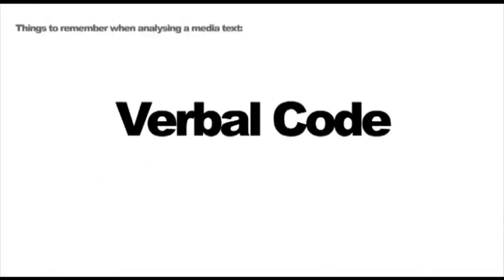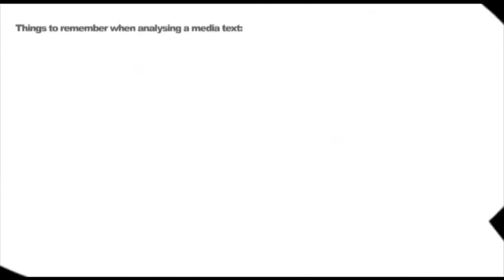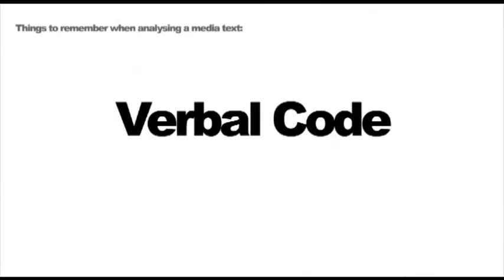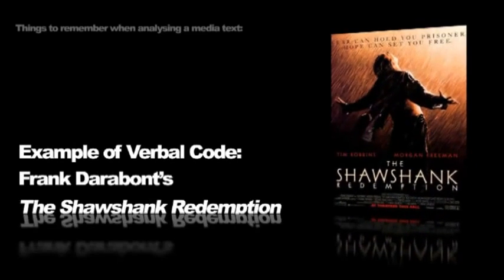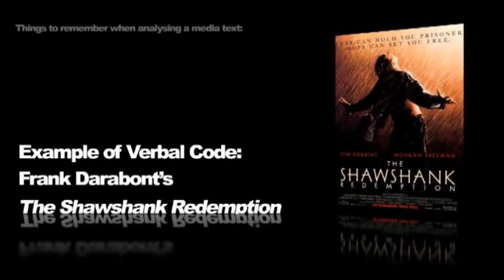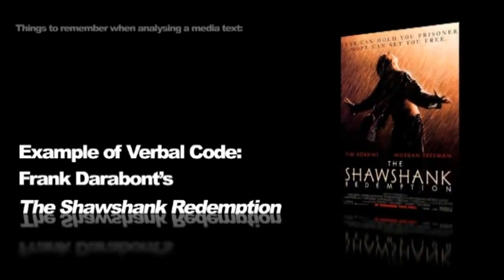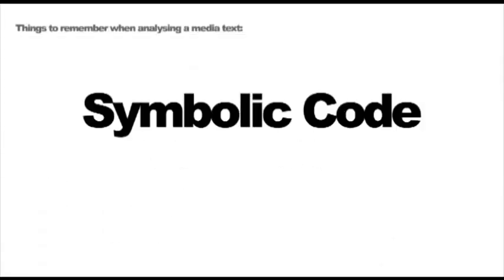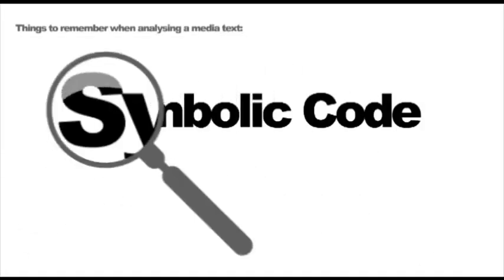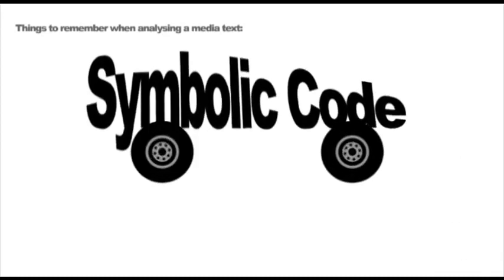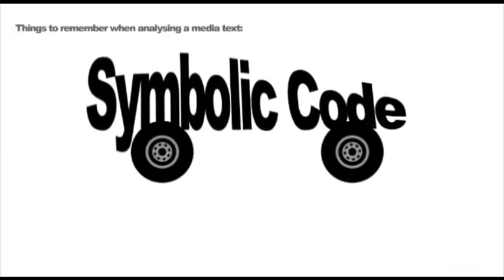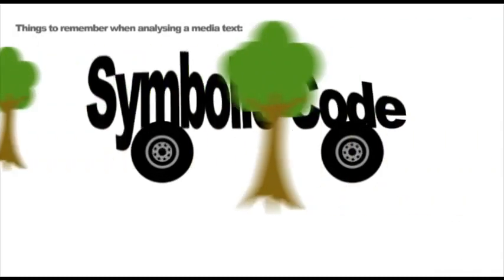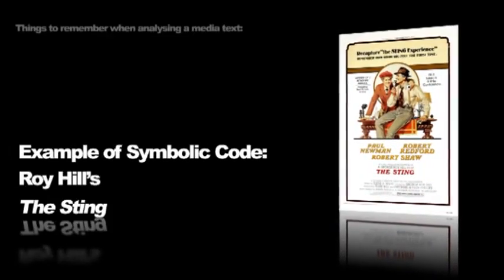Verbal code. This is the way language is used, both written and spoken. How is language used to convey the story? Compare the language of a voiceover in a documentary with that of the voiceover in a film like The Shawshank Redemption. Symbolic codes. Symbolic codes are like clues within the narrative. For example, one of the characters may drive a broken down old car, suggesting perhaps the character is poor. A good example of this is The Sting.